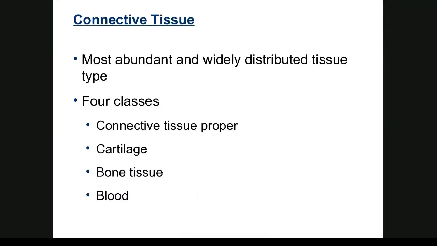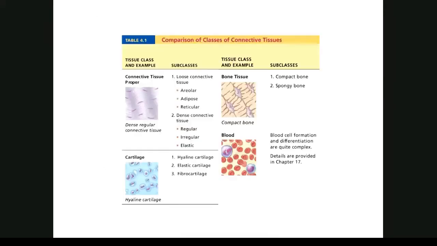Okay, connective tissue, we're going to talk about four types: connective tissue proper, cartilage, bone, and blood. Connective tissue proper, we have loose connective tissue. An example, post tissue.